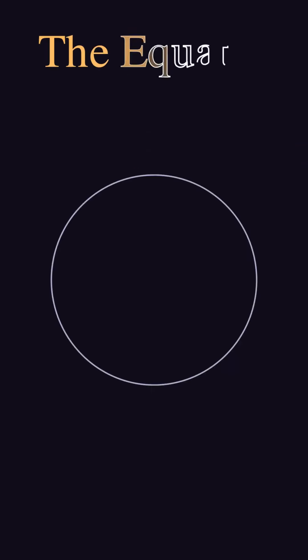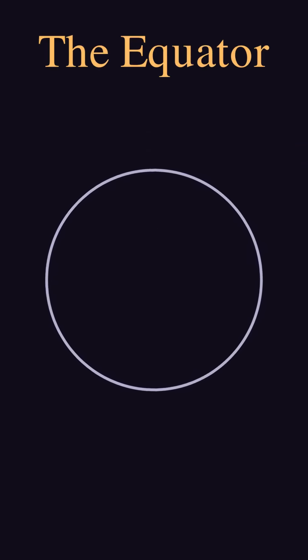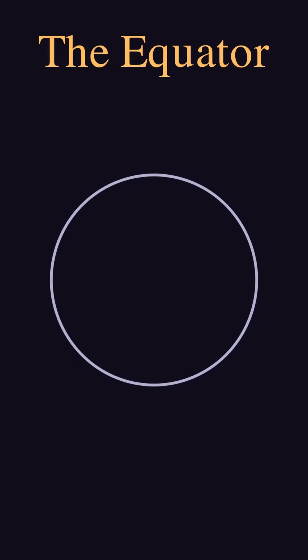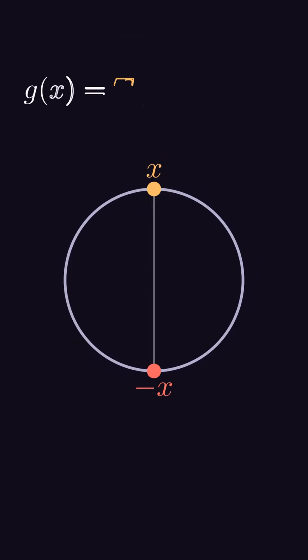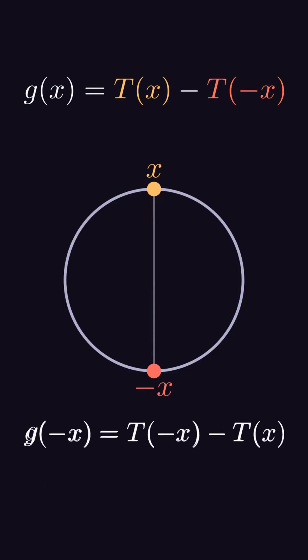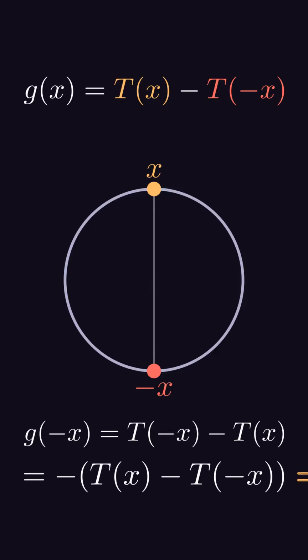To see why, let's simplify Earth to just the equator, which is a one-dimensional circle. Pick any point x on this ring, and its antipodal point, negative x, directly across the center. Now we define a helper function, g of x, as the temperature at x minus the temperature at negative x. Crucially, if we swap the points, the sign of the difference simply flips.